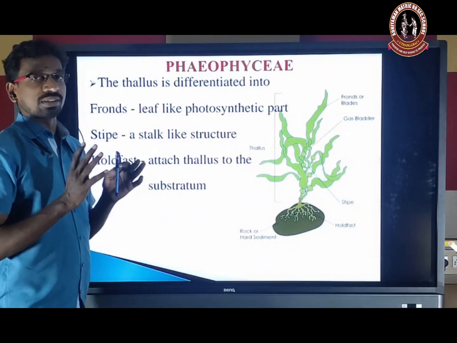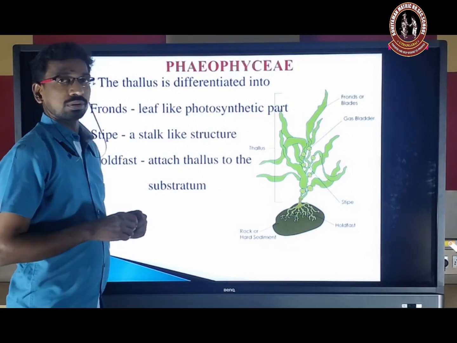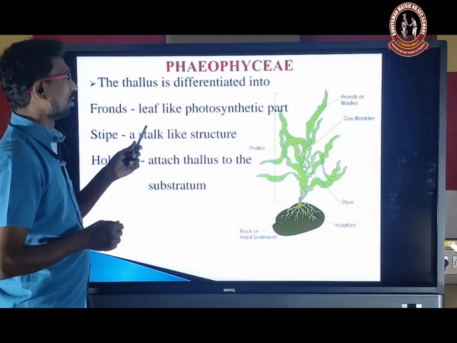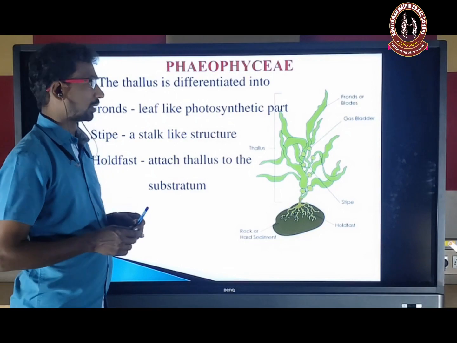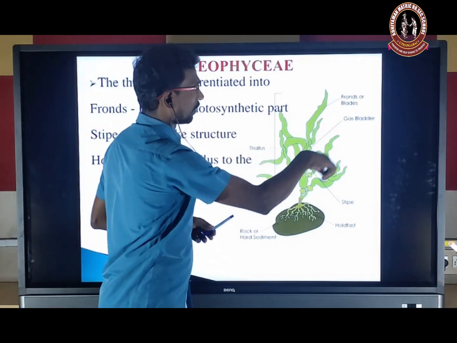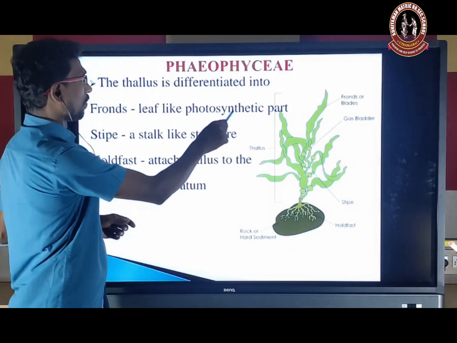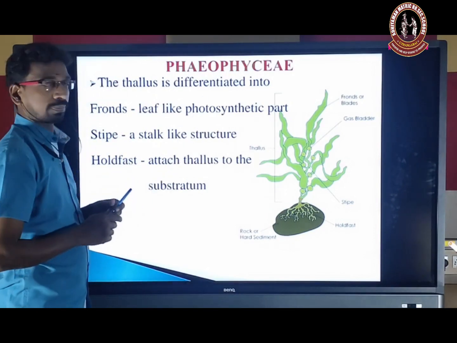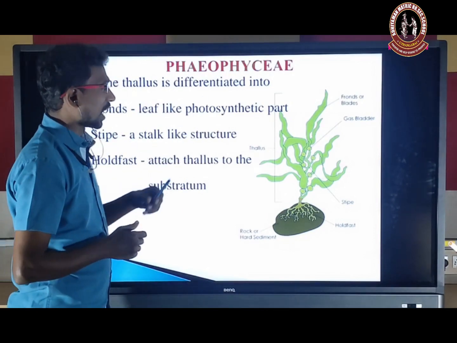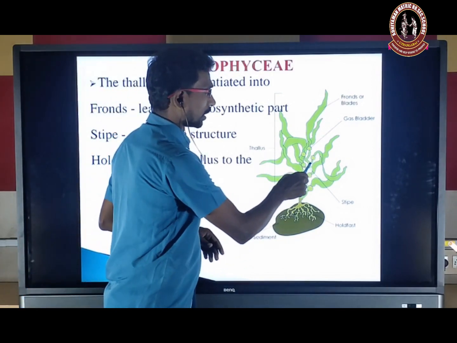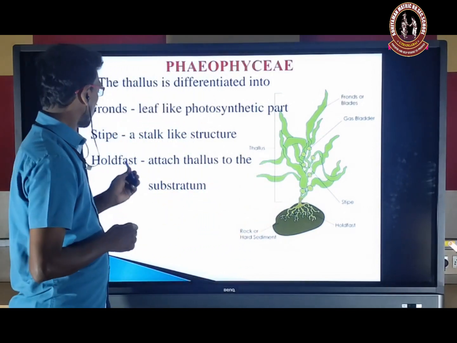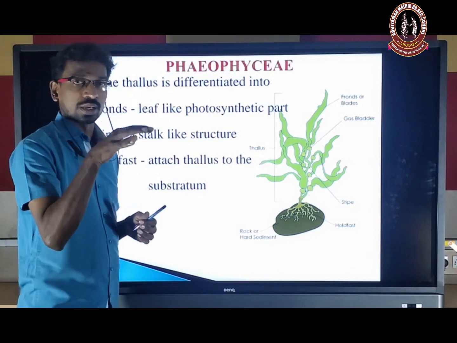Next, the thallus structure is differentiated into three regions. The frond is the leaf-like photosynthetic part. The stipe is a stalk-like structure. And the holdfast is the bottom part.